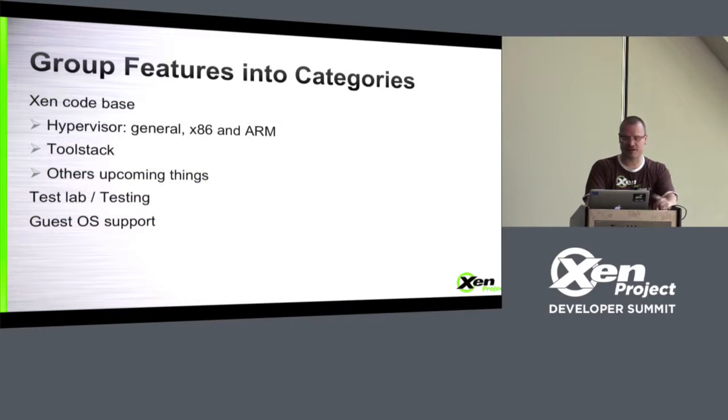We do group features into groups of different categories. So there's the Xen code base itself. There we look at the hypervisor, at the Toolstack, and other upcoming things. And then we also typically track test lab related stuff. And we're also tracking major upstream dependencies, such as Linux, major Linux changes, or BSD changes, or changes in MiniOS, or other stuff we depend upon.